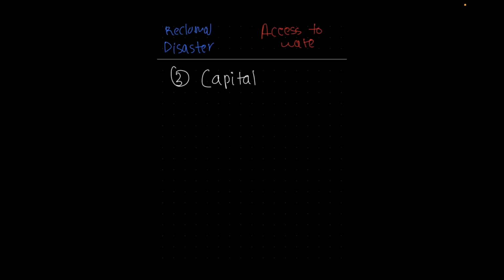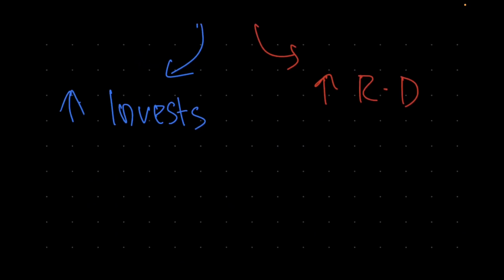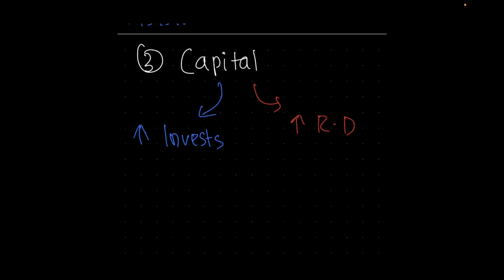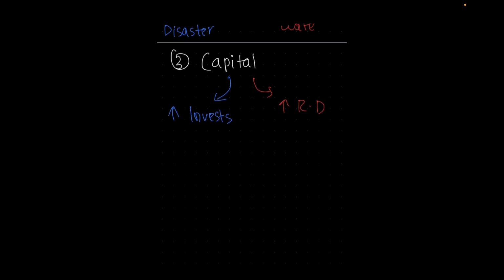Moving on, now let's look at the third one being capital. So what affects the quantity of capital? Quite simple, the investment. The more that a firm invests in capital, the higher the capital that's there for the firm to use in production. However, the quality of capital improves based on research and development. So if a firm decides to spend more on research and development, chances are that the quality of capital that they use improves significantly.